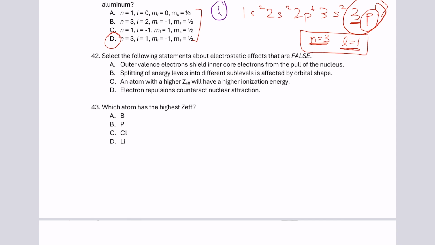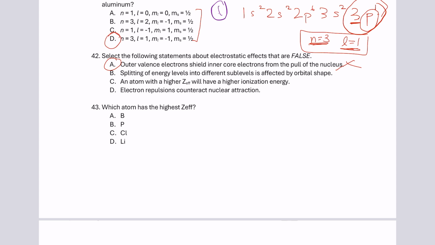Let's read through each answer choice and figure out which statement is false. A says outer valence electrons shield inner core electrons from the pull of the nucleus. This statement is completely false because shielding occurs primarily when core electrons block the attraction of the nucleus for outer electrons. They have it backwards in this statement. In fact, A is the correct answer for 42, but we're still going to read through B, C, and D.